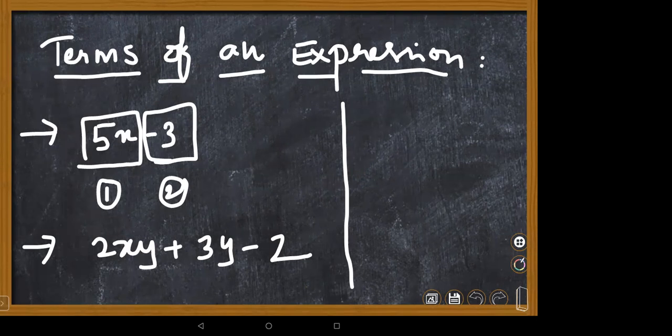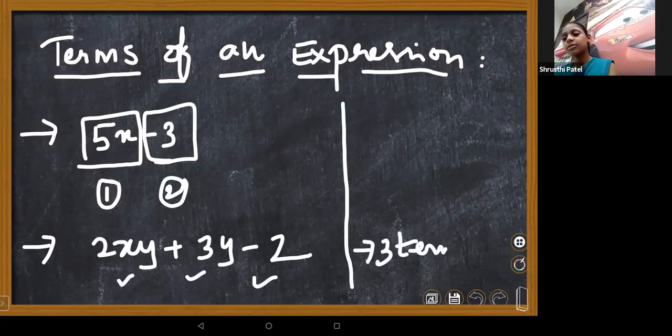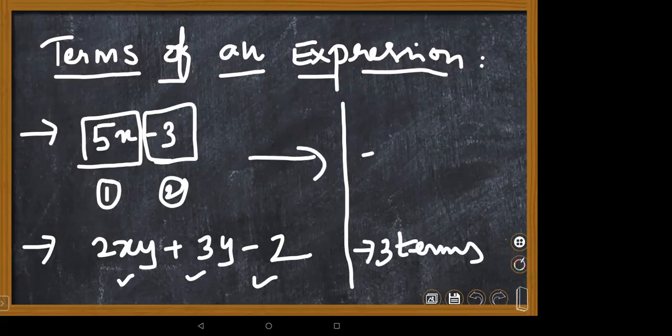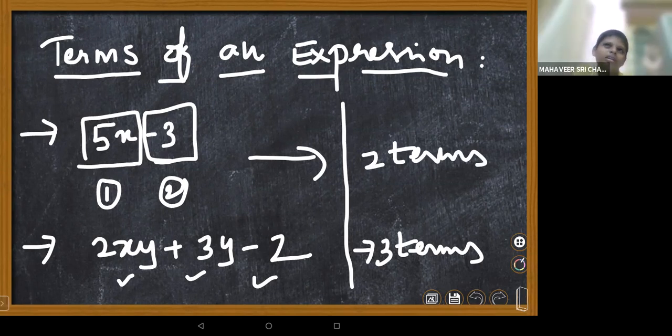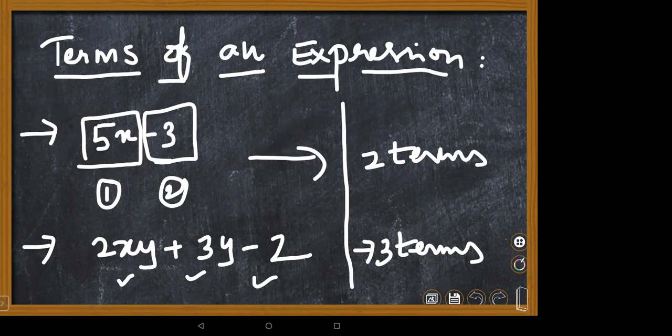Ma'am, we have to solve it also. No need to solve right now, children. You only have to write how many terms are there. There are 1, 2, 3 terms. Yes, trinomial. If there are 2 terms, binomial. Only 1 term, a single term, you can also write monomial. Yes, ma'am, monomial.